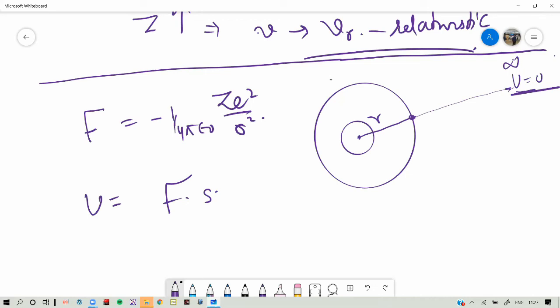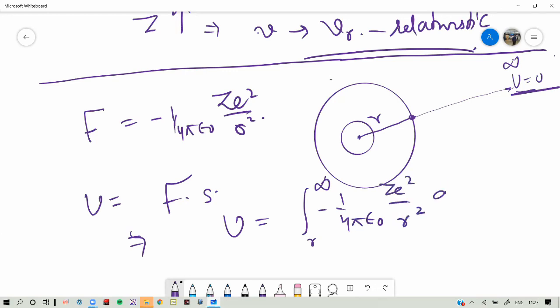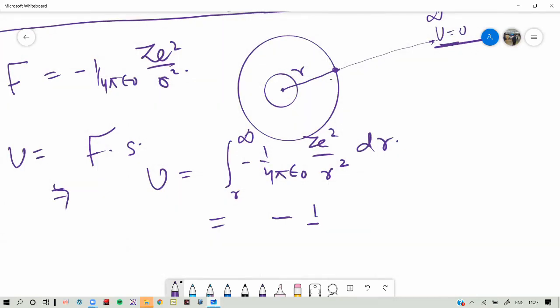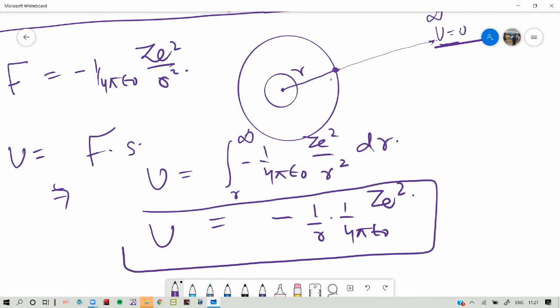That is potential energy. U is equal to the integral from r to infinity, since we are moving from r to infinity, again in the Coulombic field, of minus 1 by 4 pi epsilon naught z e square by r square dr. Is it okay? And if you integrate that equation, you find it is equal to minus 1 by r times 1 by 4 pi epsilon naught z e square.